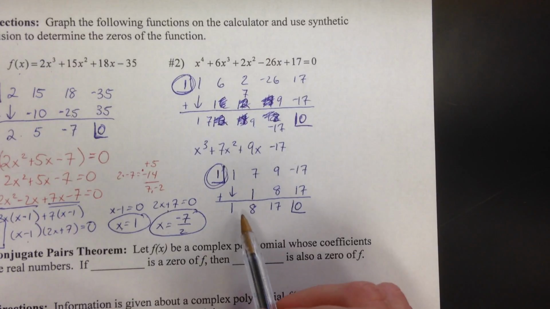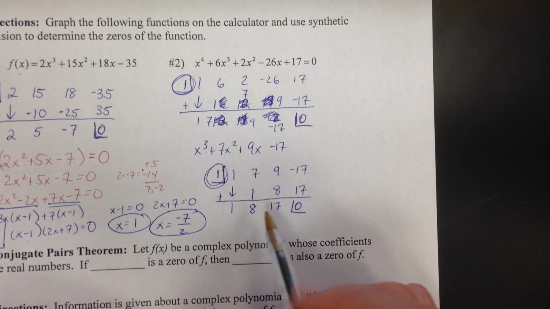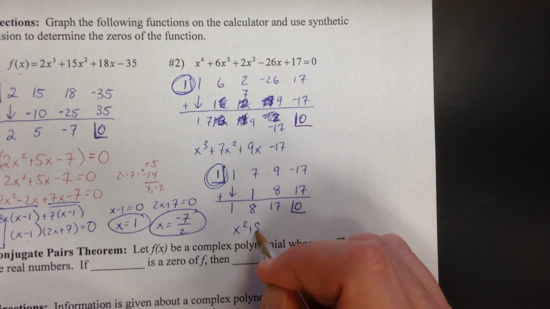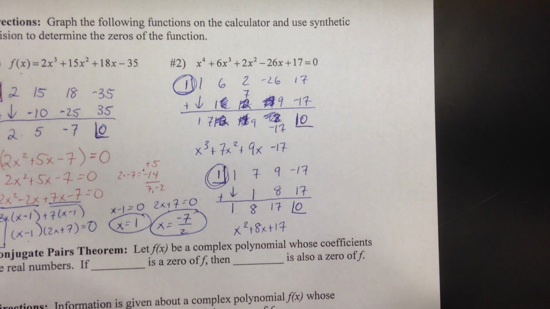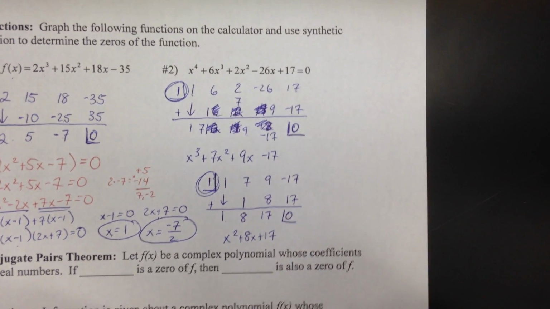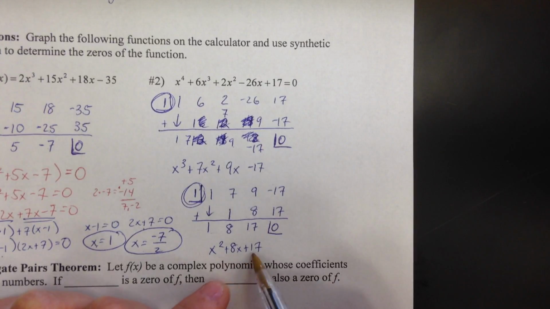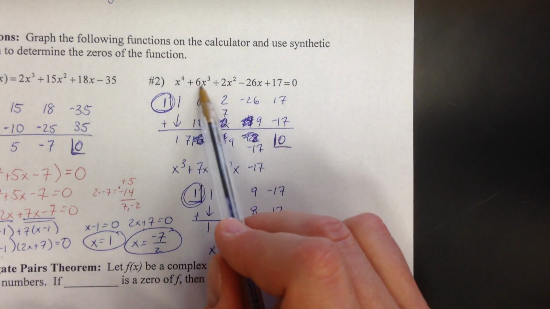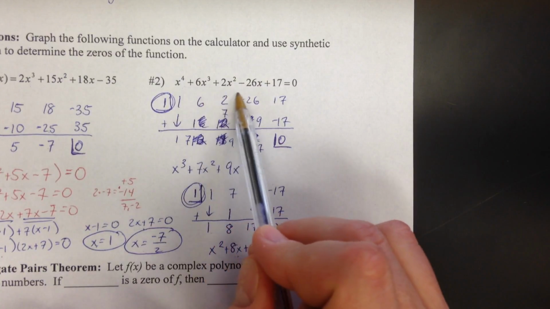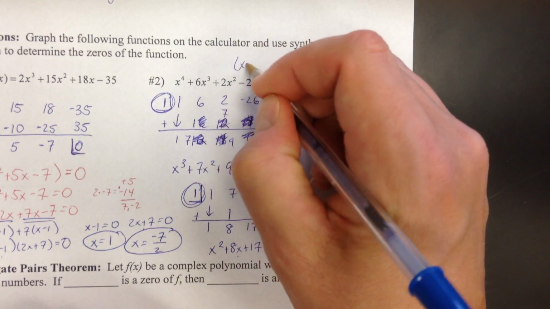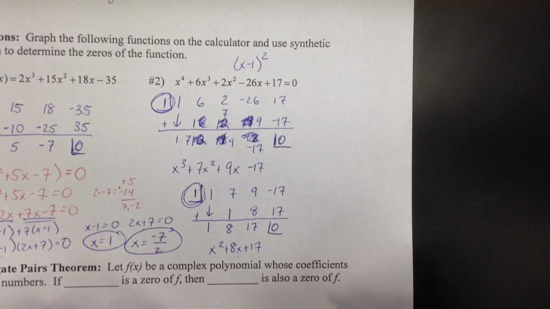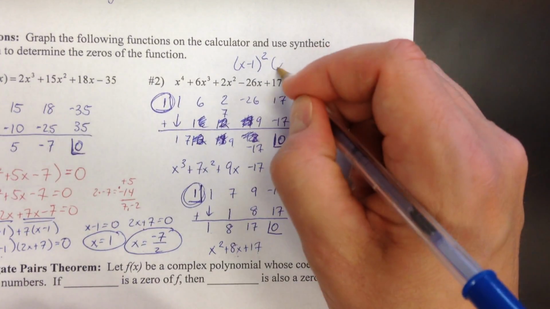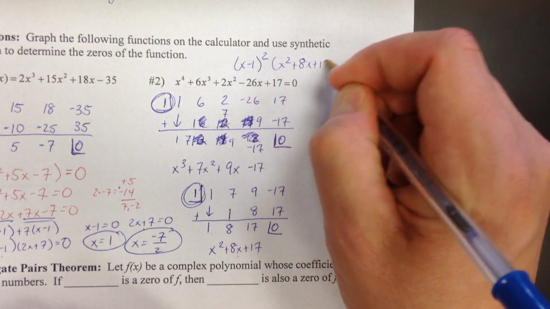Well, the point is to get this down to a quadratic function, which would be x squared plus 8x plus 17. So if I write out the factored form here, that's not going to factor actually. There's nothing to multiply to 17 that adds up to 8. Doesn't mean I can't solve it, it just means I can't factor it. But if I wanted to rewrite this polynomial, the factors would be x minus 1 twice, squared, times x squared plus 8x plus 17.